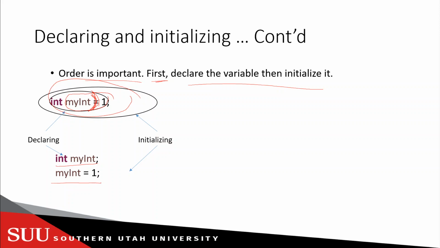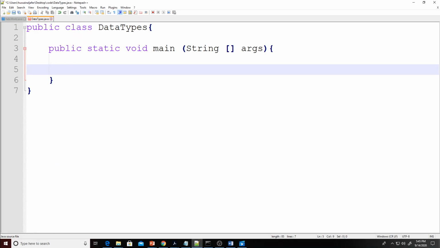Now let's see some examples on declaring, initializing, and using variables in Java. So what I did is I created a Java class. For now it's an empty Java class, just has a main method, doesn't have anything to execute once we run it. So let's declare variables here, and then we run it, and see what's happening with them.